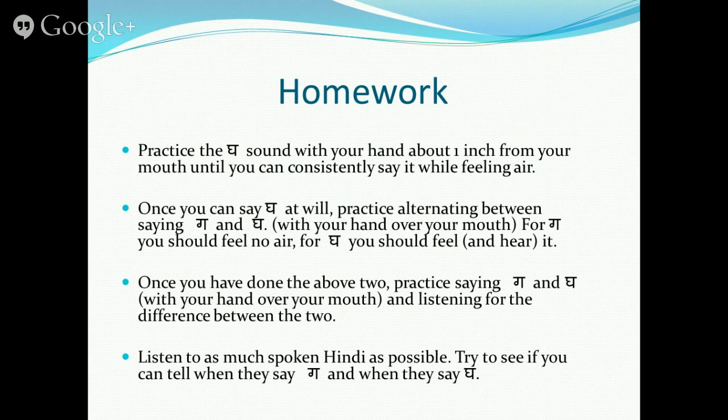And of course, as always, listen to as much spoken Hindi as possible and see if you can tell the difference whenever they say ga or they say gha. See if you can hear it.